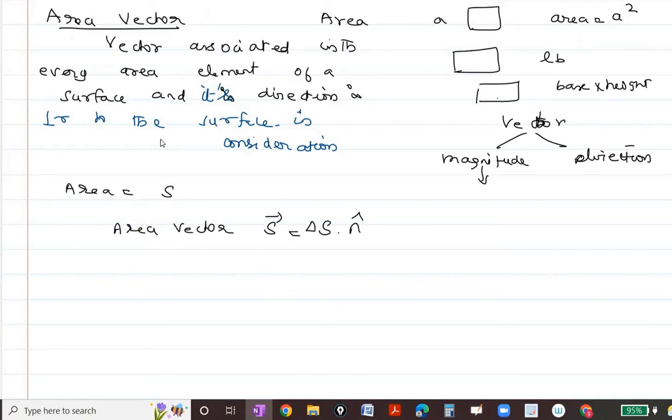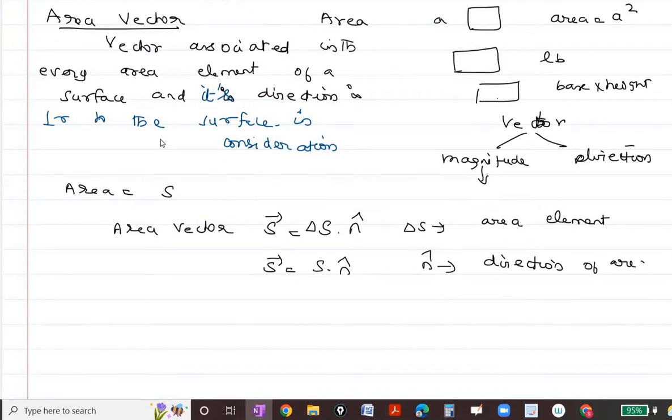It is not necessary that you should use del S, but it talks about the element. If you just say area vector, you can write this also. This is the correct way of representing it. Here del S represents what? The area element in consideration. And n represents what? It is a vector, the direction of the area vector. Its direction is always perpendicular to the given surface, right?